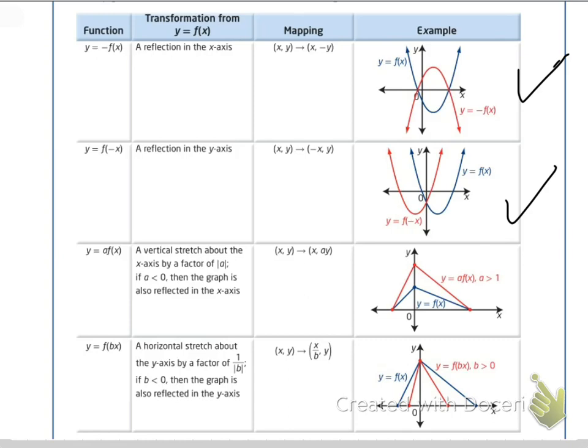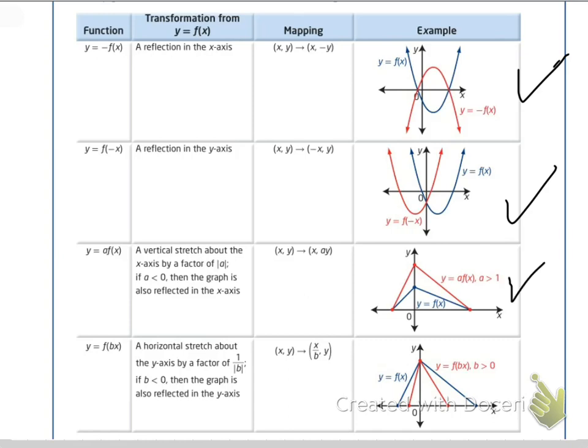That's going to be a vertical stretch. So that means a vertical stretch about the x-axis by a factor of the absolute value of a, and if a is less than 0, then the graph is also reflected, and every point x, y goes to x and a times y. So if a is greater than 1, you'll see that it's going to be stretched up.